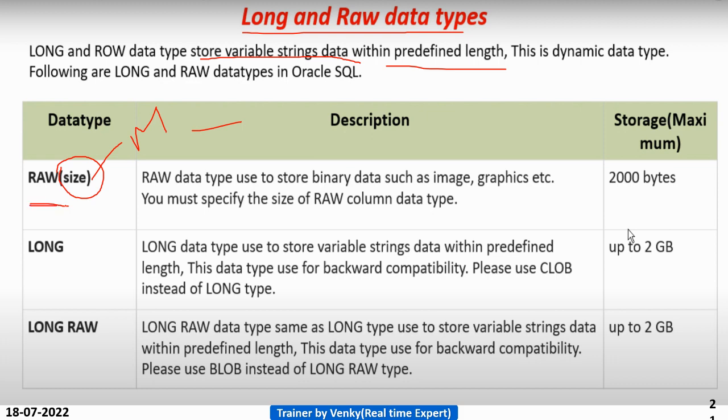The RAW data type is also used to store binary data. Binary data means data which is unstructured. RAW is used to store binary data like images and graphics. The maximum size is 2000 bytes.